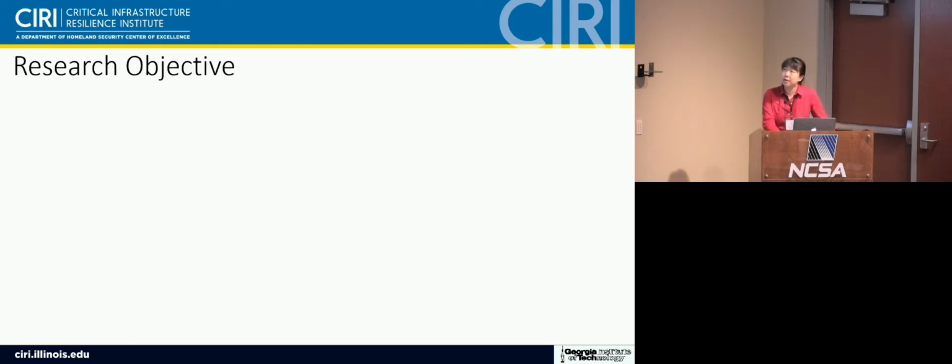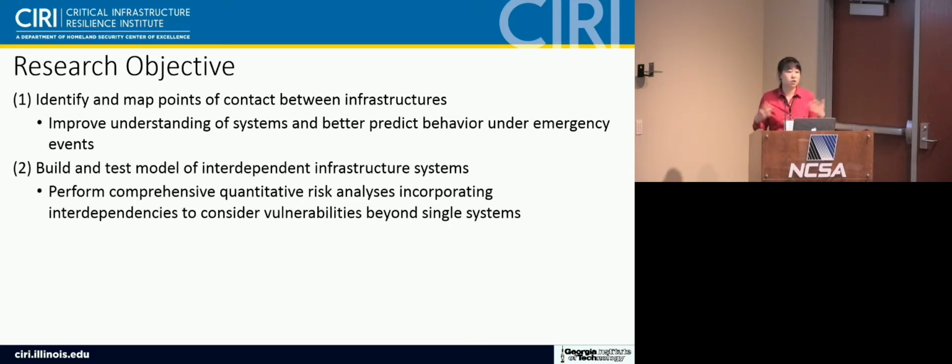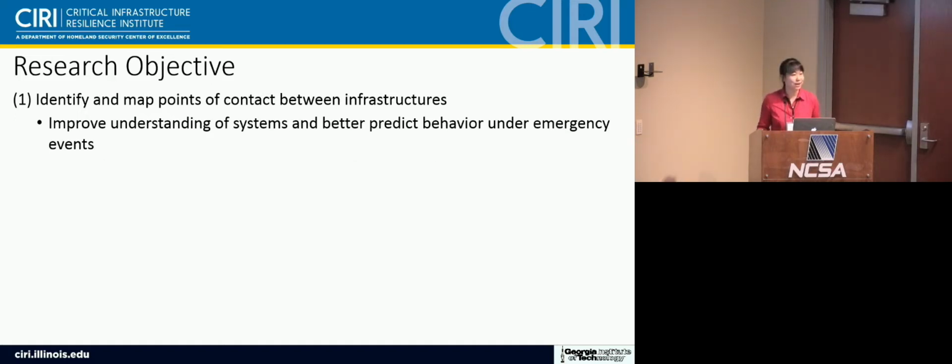All right, so to talk a little bit in more detail about our research objectives. So there's three main objectives that we have in this project. The first is to identify and map the points of contact between infrastructures. So this is really to better understand how these systems behave. So traditionally, each of these individual systems have been managed within individual silos. And so this is trying to have a more comprehensive and holistic understanding of how these systems interact.